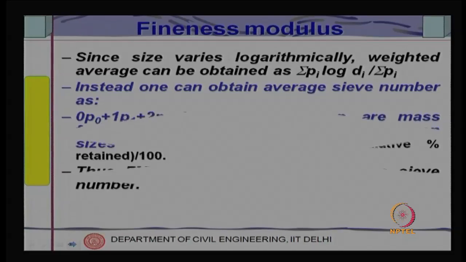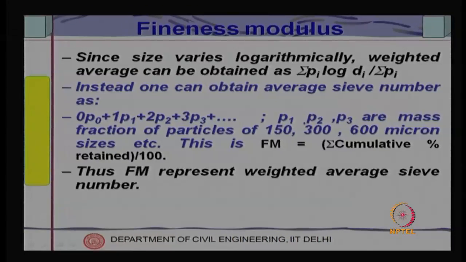So, average sieve number can be written as 0 P0, 1 P1, 2 P2, 3 P3, where they are the mass fraction of particles in 75, 150, etcetera. This is called fineness modulus, right? And this can be written as the sum of the cumulative percentage retained in all the sieves divided by 100. Thus, fineness modulus represents the weighted average sieve number, the average sieve number in which your particle belongs, all right.